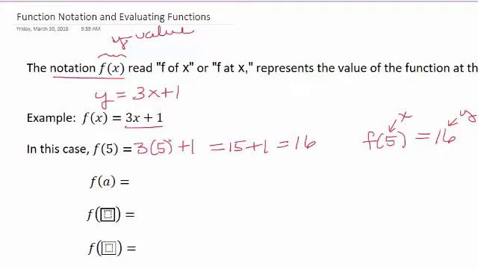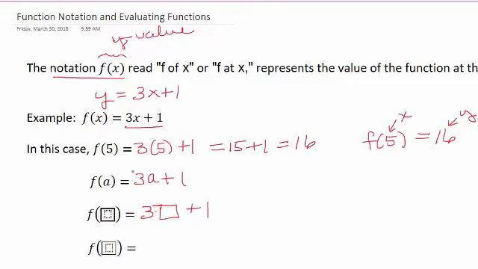Okay, but we can plug other things besides numbers. We can plug variables in, so instead of x we put a, and f of a is 3a plus 1. We could plug a box in, a placeholder. So f of the box is 3 times the box plus 1. And I like to emphasize that you can put anything you want in that box.